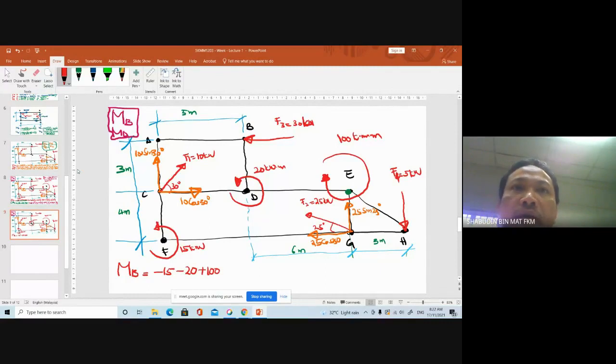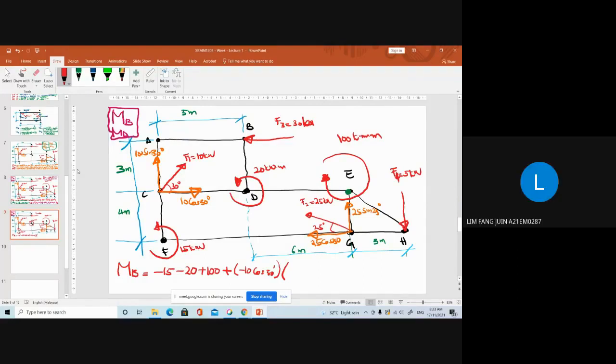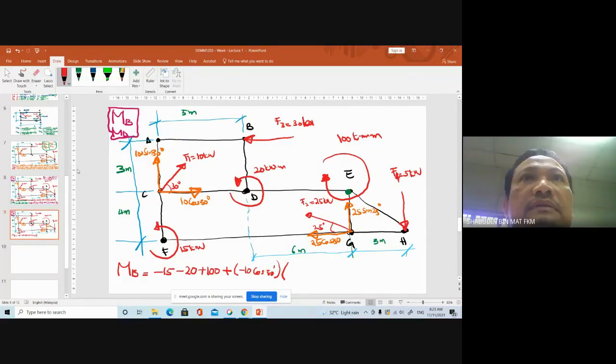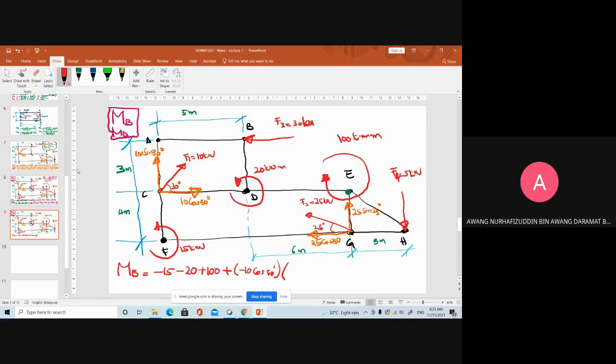What else? What are the elements that you have? Plus, negative 10 cos 30 degrees. Multiply by what distance? That force? 5. No. You're taking moment at where? Moment at B. Okay, moment at B.